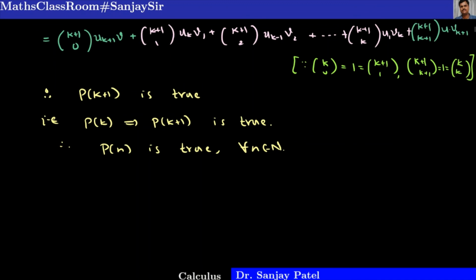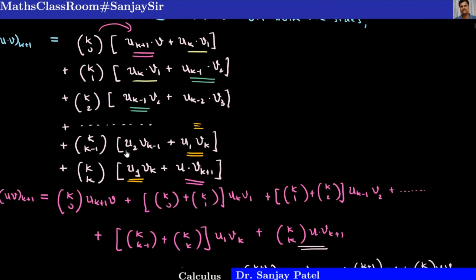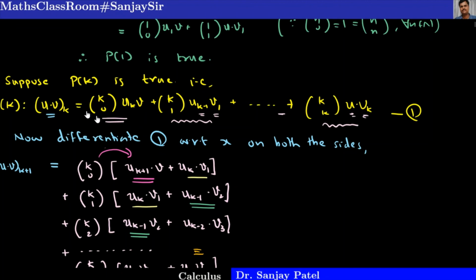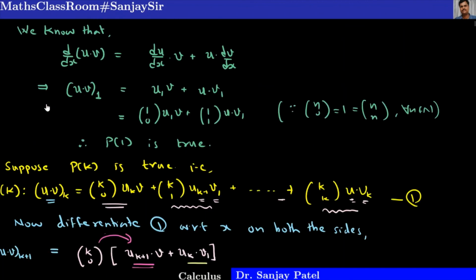So I can say hence the Leibniz theorem is proved. Remember, the Leibniz theorem is useful for finding the nth derivative of the product of two functions. But when we actually apply this Leibniz theorem, one has to be very careful in choosing the functions u and v. Let me show you.